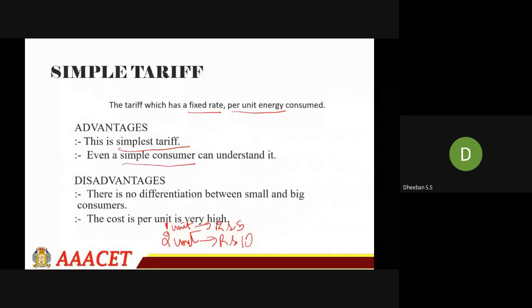The disadvantage is that there's no differentiation between small and big consumers. Here the small and big consumers refer to household and industrial consumers. So big consumers means industrial consumers. Here, the cost per unit is very high. It is true because for one single unit there will be a cost of around 5 rupees, and in case of 2 units the value gets doubled.